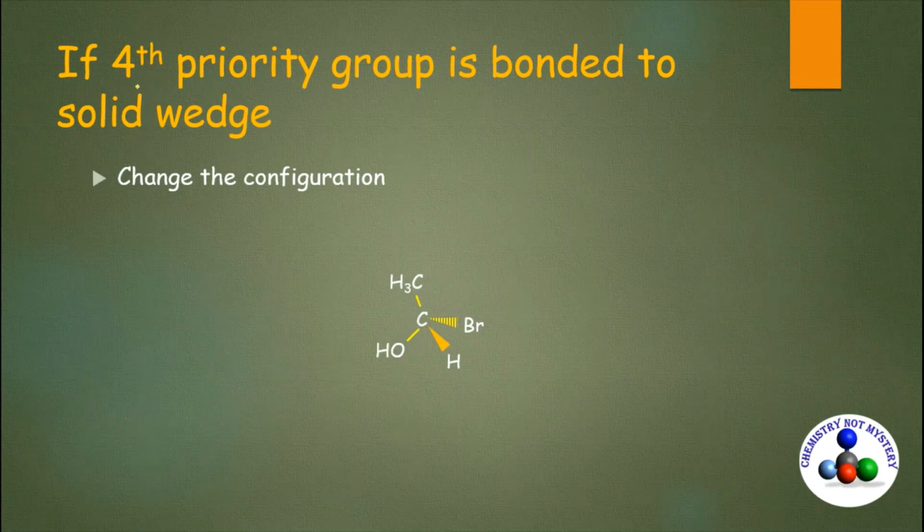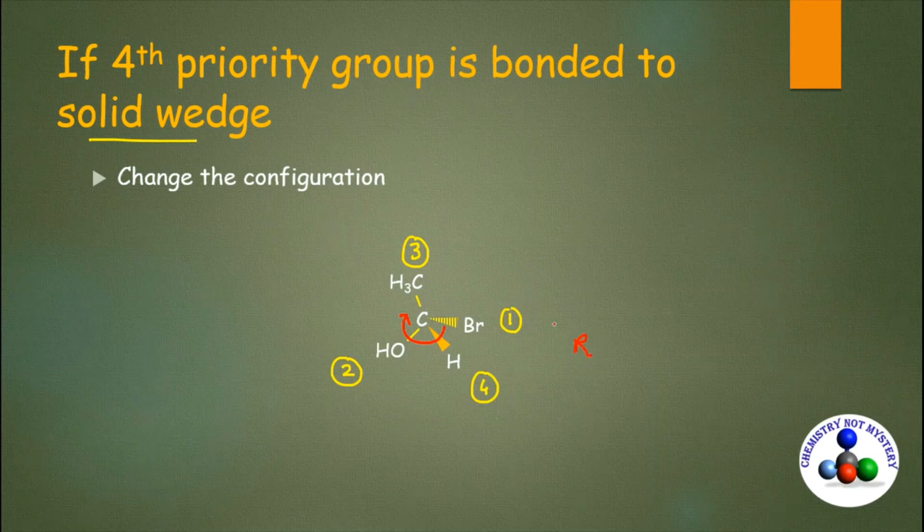What happens if the fourth priority group is bonded to the solid wedge? Here, first try to rank the molecules on the basis of their atomic number. So bromine will get the first priority, OH will get second priority, methyl will get third priority, and hydrogen will get the fourth priority. Now we have to draw an arrow from first priority to the second priority. We can draw past fourth priority but cannot third priority. So we will draw an arrow in the right direction. In this way, your configuration of this molecule comes out to be R.